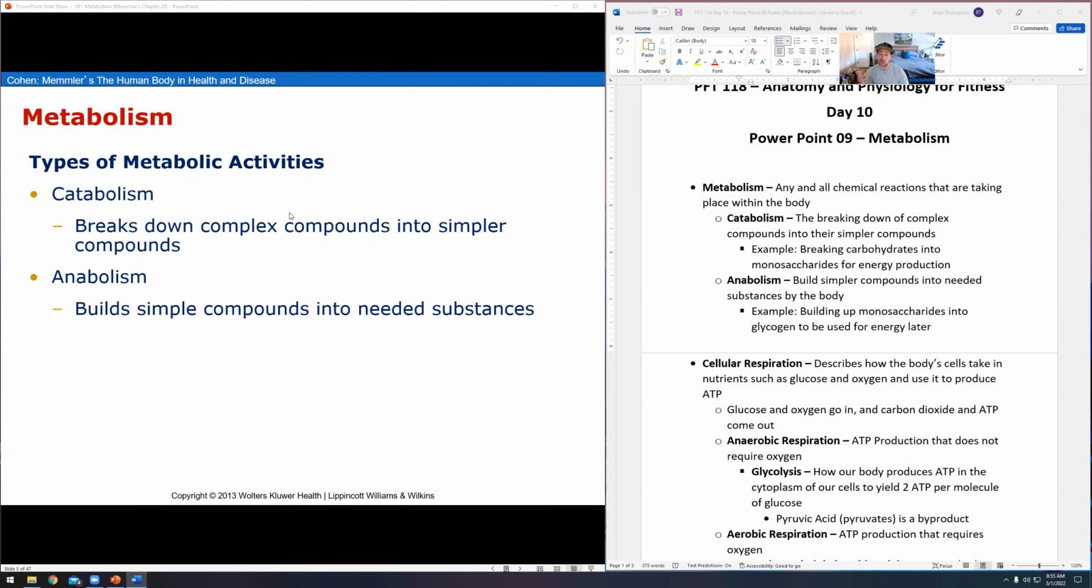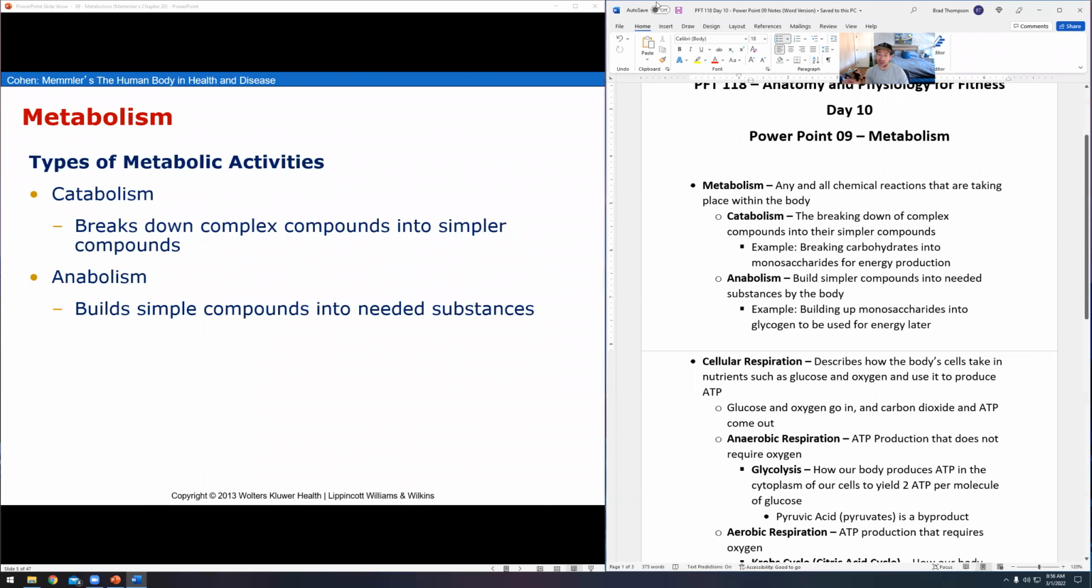It really only goes in two directions, right? You're either breaking stuff down or you're building stuff up. And that's sort of what maintains all of our metabolic processes, right? So we're constantly breaking stuff down catabolically to fuel our ability to build stuff up anabolically, right?